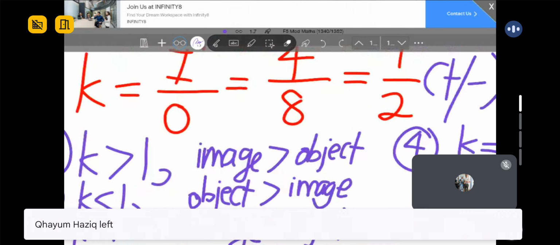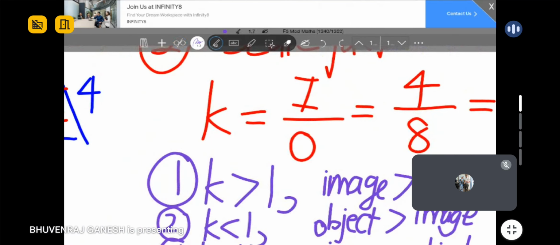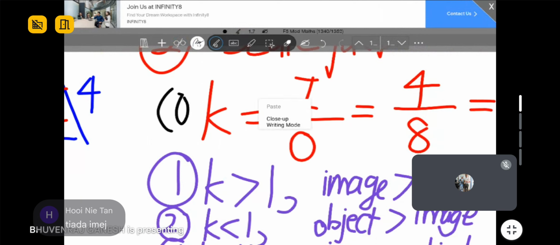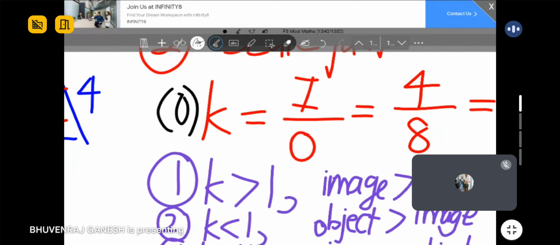K sama dengan kosong. So kalau kamu nampak formula kan, K equal to 0, this one 0. Very good. No image. That is the answer, guys. Tiada image. Why? Kalau K kosong, maksudnya image kamu kosong. Am I right? No length. Tak ada panjang untuk image kamu. Kalau tak ada panjang untuk image, adakah kamu ada image? No image lah. Tak ada image. Sebab tak ada panjang. You have no length.